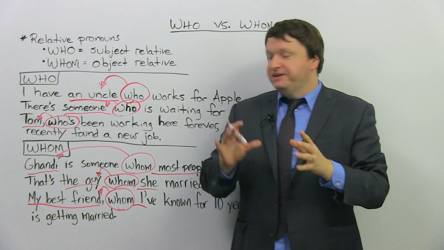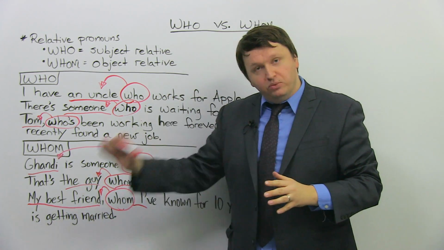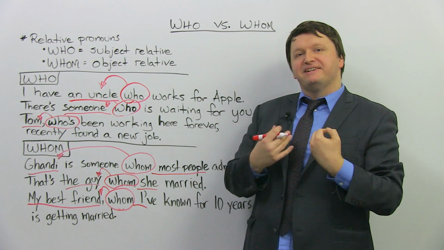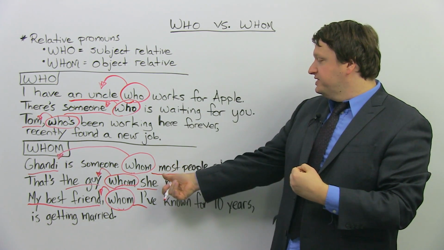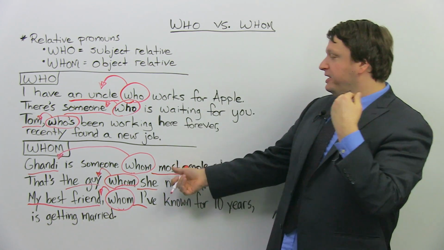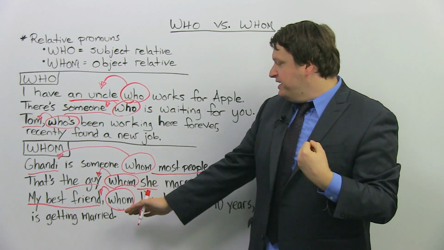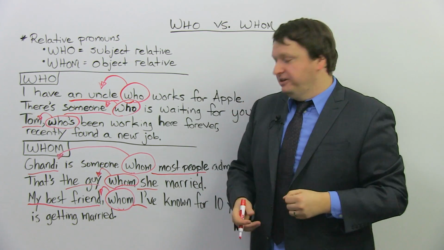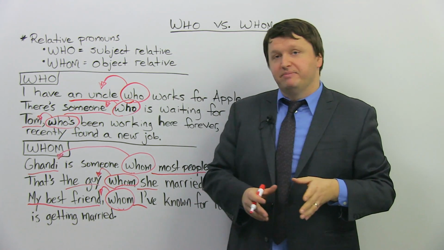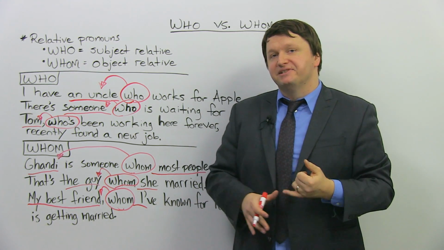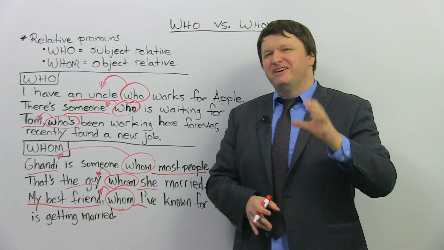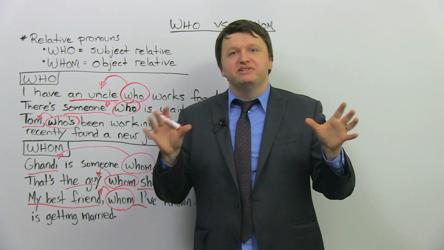So if this person that you want to talk about is receiving some kind of action, like Gandhi is someone whom most people admire, that's the guy whom she married, my best friend, whom I've known for 10 years, is getting married. If you have these cases, you must use whom. A very easy trick, quick and easy to remember.